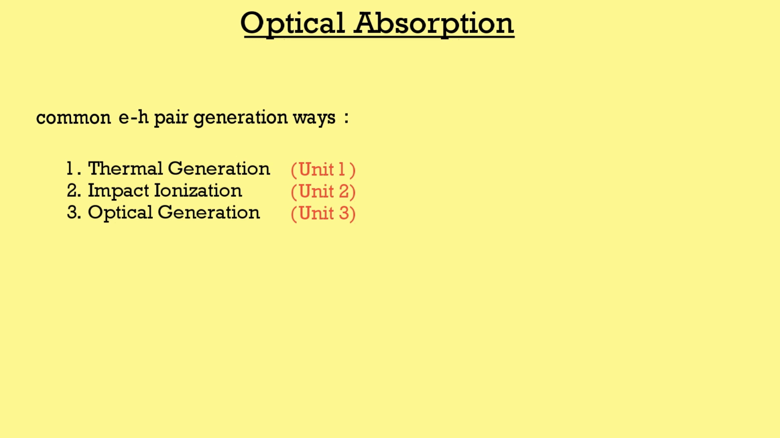Our first topic in this unit is optical absorption. We have mainly 3 ways in which electron hole pairs can be generated. First is thermal generation. Second is impact ionization, which we have also studied when we were discussing avalanche breakdown. And the third is optical generation. In the first unit, we were talking about generation rate, but that generation rate was caused due to thermal agitation only. In this unit, we will be focusing on generation rate which is caused due to photon bombardment.